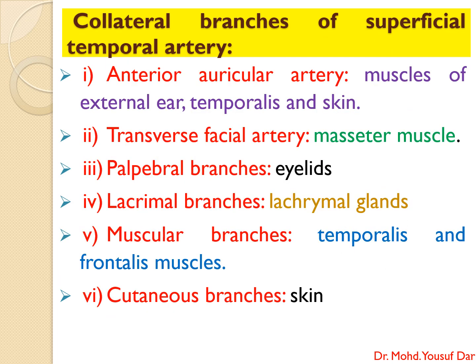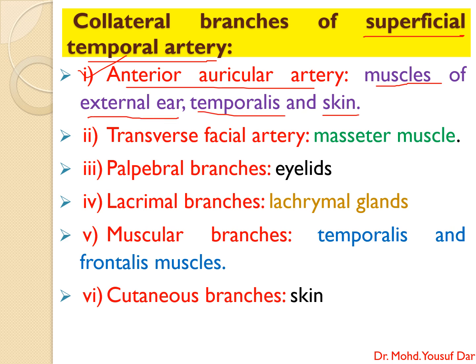Now the collateral branches of the superficial temporal artery. Which collateral branches arise from the superficial temporal artery? First is the anterior auricular artery. The anterior auricular artery supplies the muscles of the external ear, the temporalis and the skin. The transverse facial artery supplies the masseter muscle. This transverse facial artery passes in front of the masseter muscles and finally supplies them. Then the palpebral branch, which supplies the eyelids.